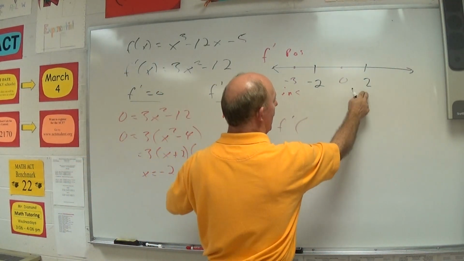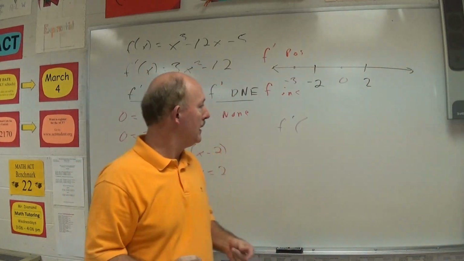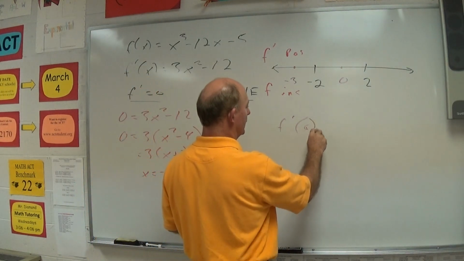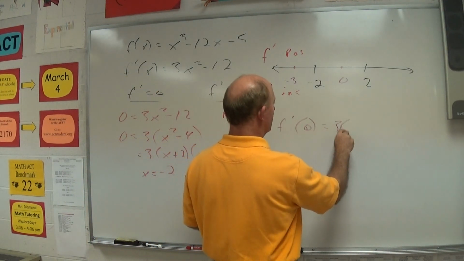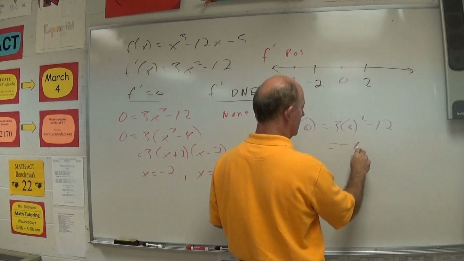So take your test value off that interval, and you can use any number you want. I'm just picking 0. So let's take the 0 and substitute it into the first derivative and see what we get. The derivative at 0 would be 3 times 0 squared minus 12, which is negative 12.